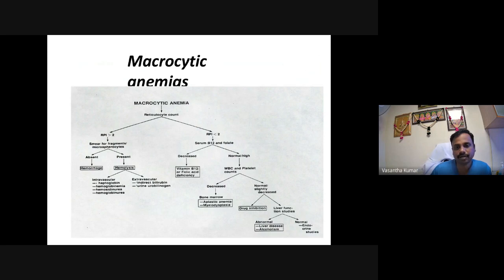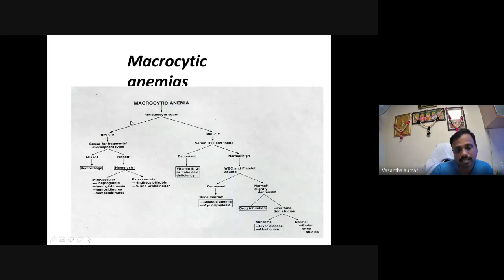In this slide flow chart, we will discuss macrocytic anemia. If the MCV is more than 100, it's called macrocytic. Based on the reticulocyte count as the baseline parameter, this RPI is nothing but the reticulocyte production index. If the reticulocyte production index is more than 2, that is high, it means some amount of hemolysis is happening. If the patient has fragmented cells like histiocytes or burr cells in the peripheral smear, that means there is hemolysis. If there is no fragmentation, that means there is only acute blood loss due to hemorrhoids, peptic ulcer disease, or excess menstruation.